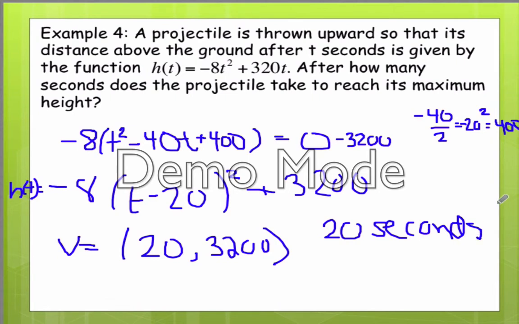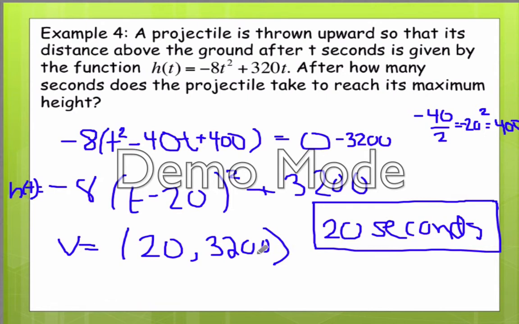And they didn't ask this, but if they did ask what was that maximum height, you would say 3,200 feet or whatever the units happen to be. They're not given in this problem. So that's how you would do a word problem where you're searching for a maximum or a minimum. You'd actually do the same thing. You'd complete the square and then you'd find the vertex.